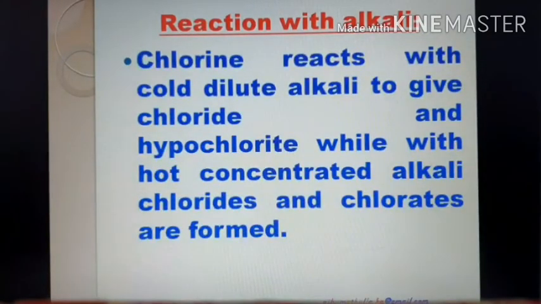How does chlorine undergo reaction with alkali? Chlorine reacts with cold dilute alkali to give chloride, sodium chloride, and hypochlorite, NaOCl. While with a hot concentrated alkali, chlorides, NaCl, and chlorates, NaClO3, are formed.